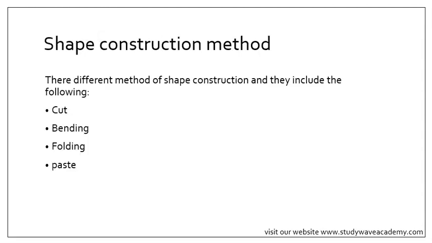So we're going to be looking at shape construction method. There are different methods of shape construction, and they include the following: cutting. After cutting, bending. And after bending, folding. And after folding, paste. So the method of shape construction: first you cut, then you bend to your desired shape, you fold to your desired shape, then you paste them together. The different parts which you have cut, bend, fold in places, you paste them together. Do you understand?